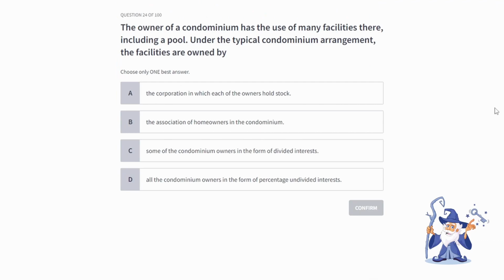Okay, 24. The owner of a condominium has use of many facilities there, including a pool. Under the typical condominium agreement, the facilities are owned by, and it gives us 4 options: A, the corporation in which each of the owners hold stock; B, the association of homeowners in the condominium; C, some of the condominium owners in the form of divided interest; or D, all the condominium owners in the form of a percentage of undivided interest. So go ahead, take some time, think that one over, and come up with your answer.